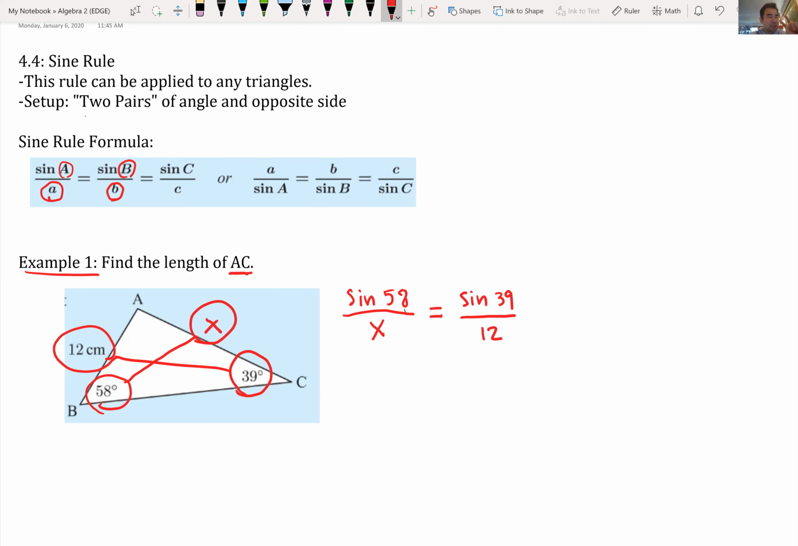Again, since we're trying to solve for X, we would not be needing the third pair. The only thing that we will need is just two pairs of angle and opposite side.